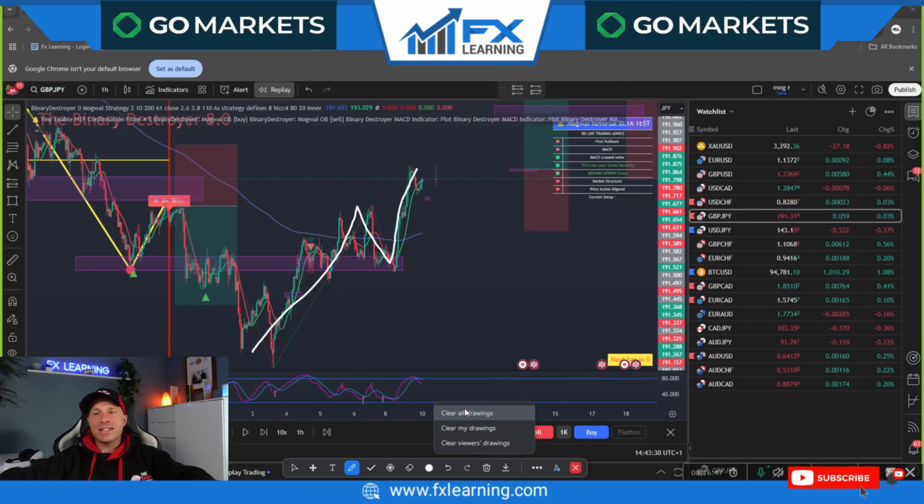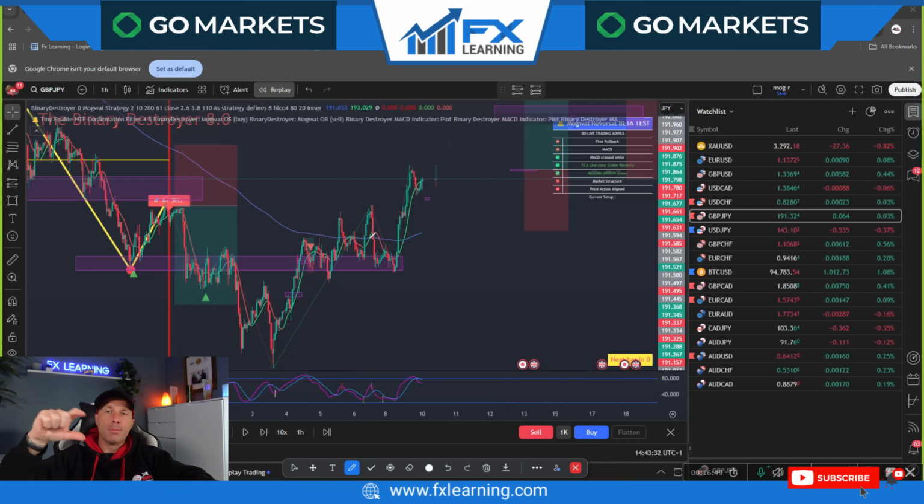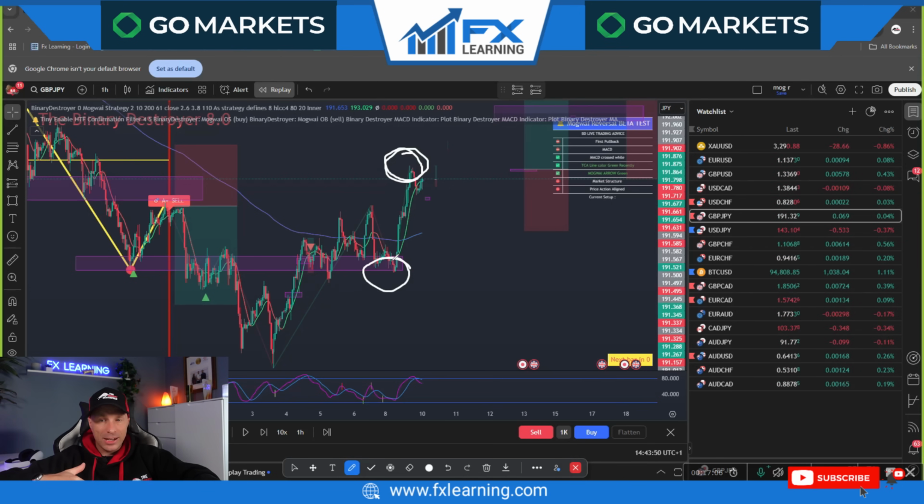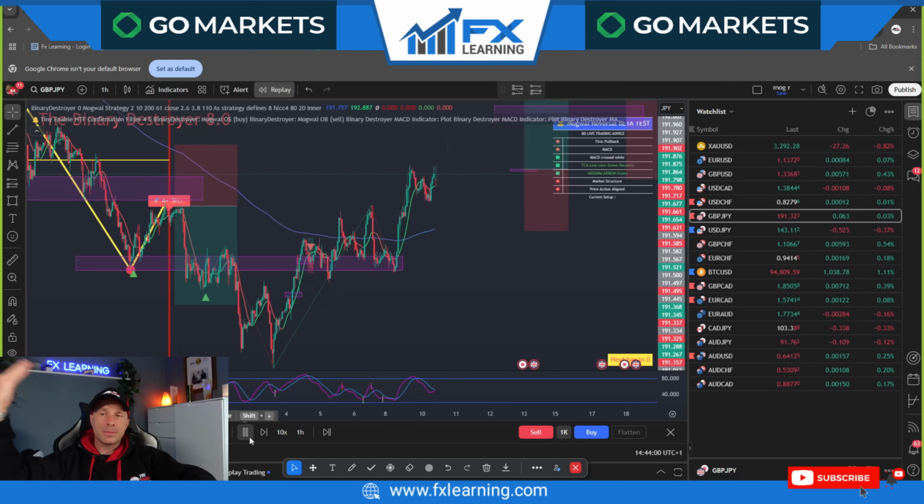The reason being is, I won't go into too much detail here, but Mogwai reversal strategy rules state that you have to mark higher highs and higher lows above the EMA, right? So here, okay, we have a higher high. Here, we have a higher low, but that is below the EMA. So that is invalid, right? It's not part of the rules, okay? So for Mogwai reversal rule, we have to be above the EMA. So everything has to be above the EMA.